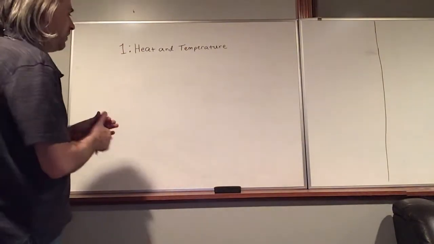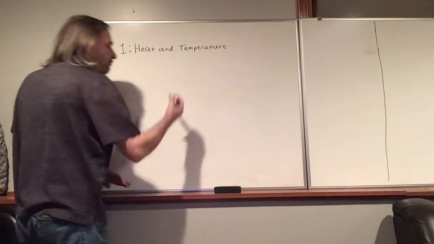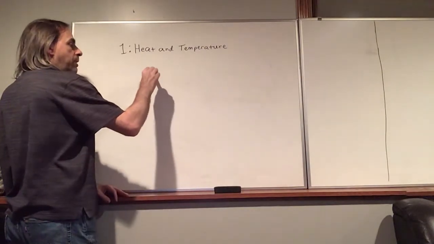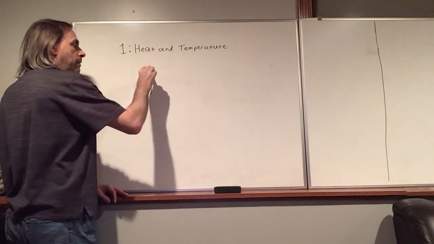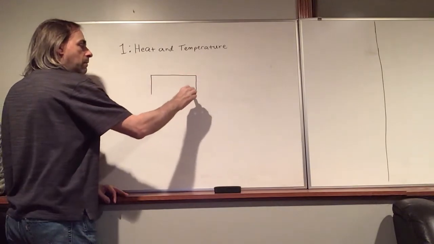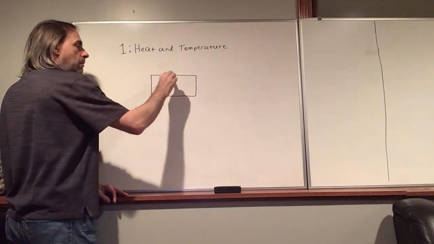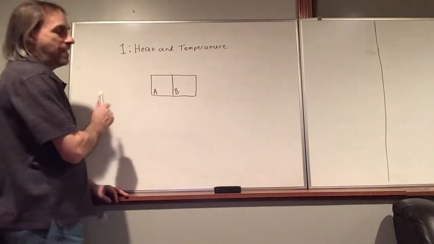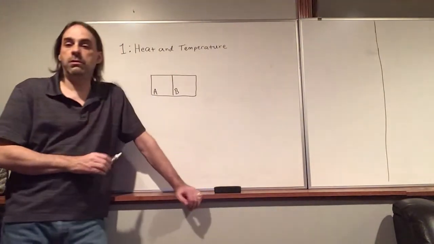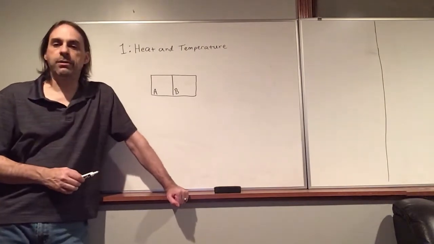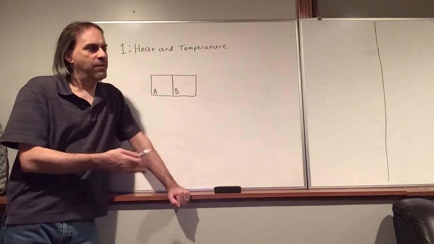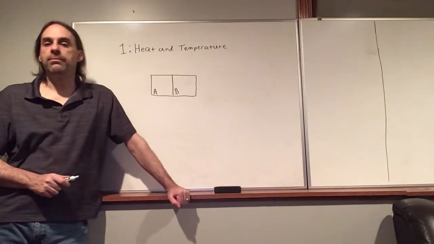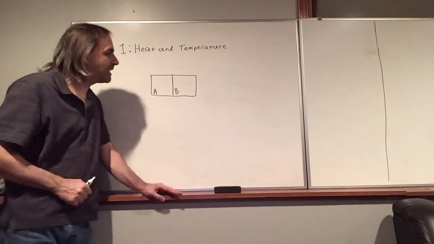So to define them both, let's say we have two objects, which I'm going to call A and B. And say these objects are in what we call thermal contact with each other. So they don't have to actually be touching each other. Let me give you an example.